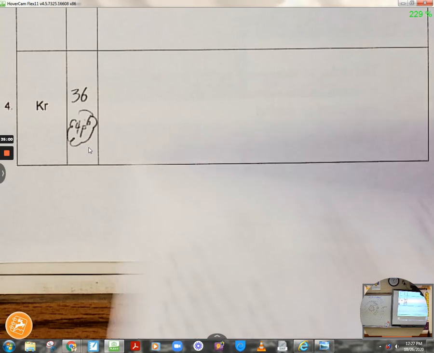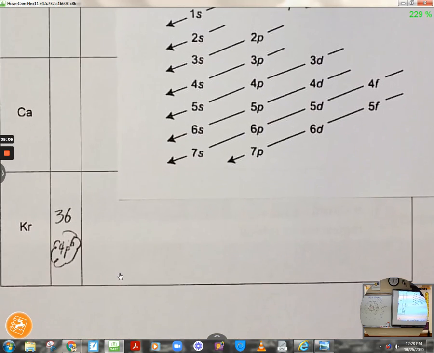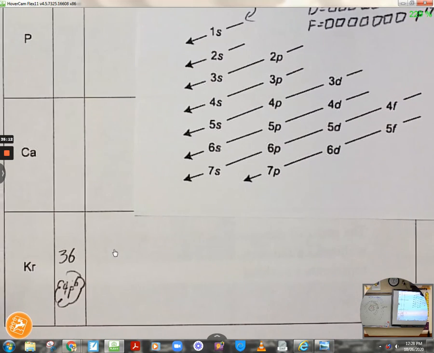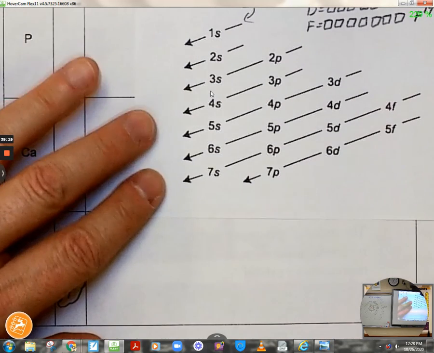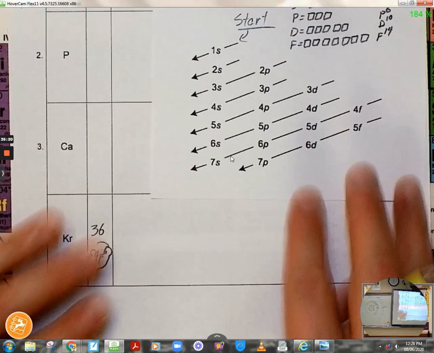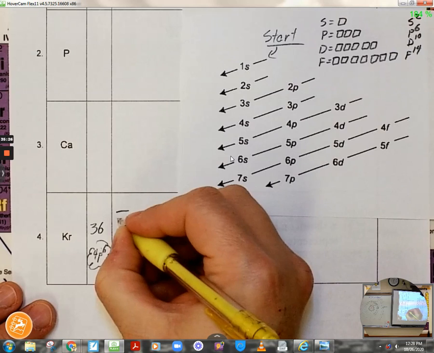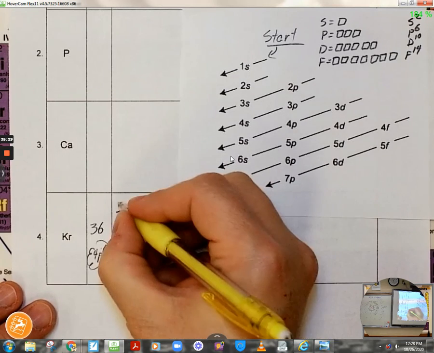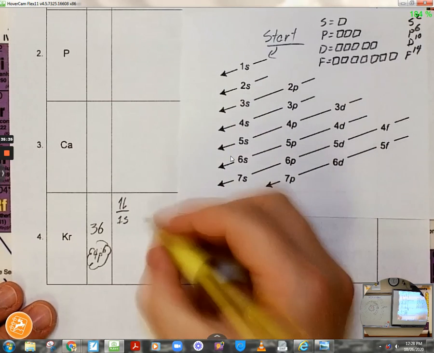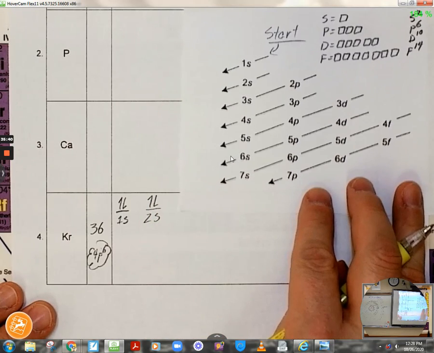Okay? Let's come to our arrow diagram. Let's see what we do with that. All right. So, where do we start on our arrow diagram? We start with 1s. I wish I had a better screen. Okay. We start with 1s. All right. 1s holds 1, 2 electrons. What comes next? 2s. 3, 4. What comes next? 2p. Okay.